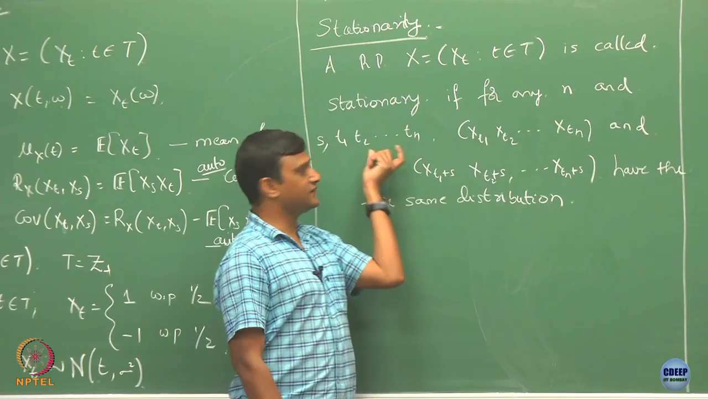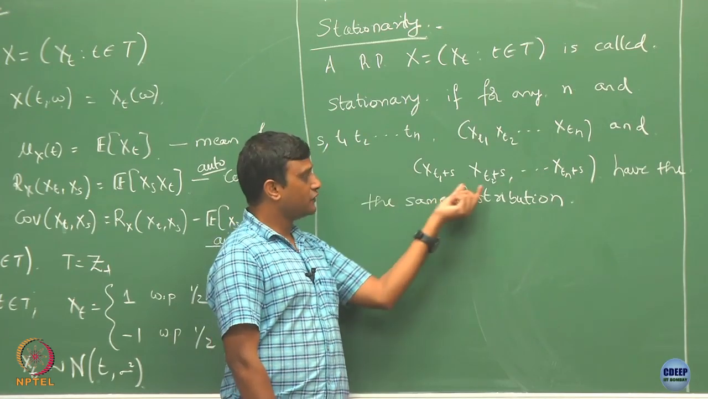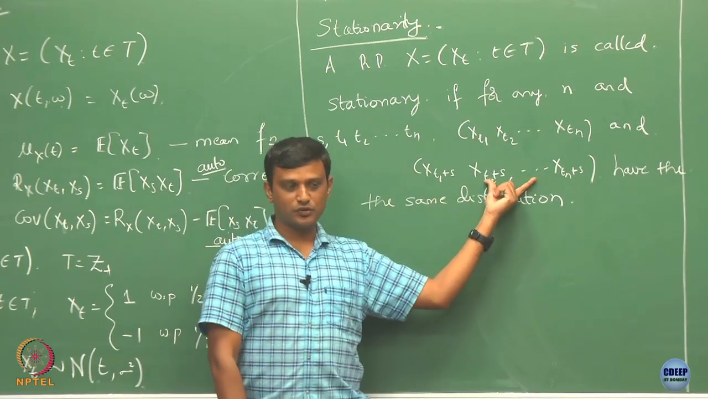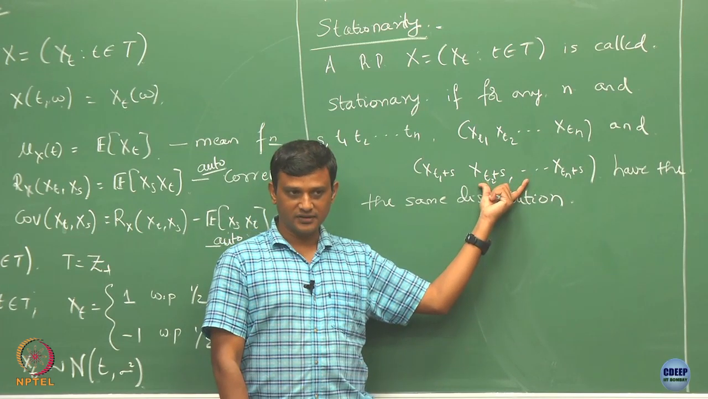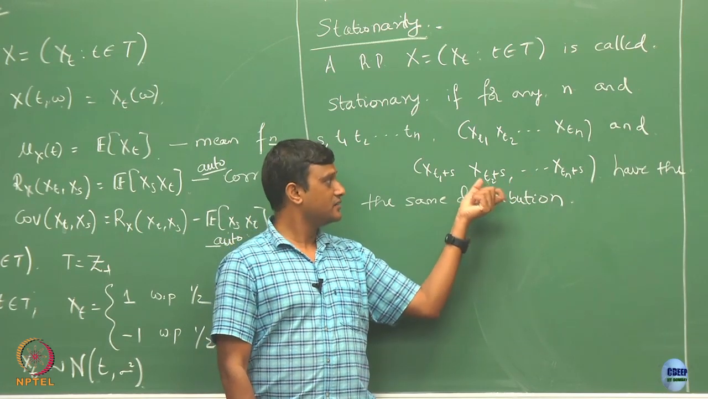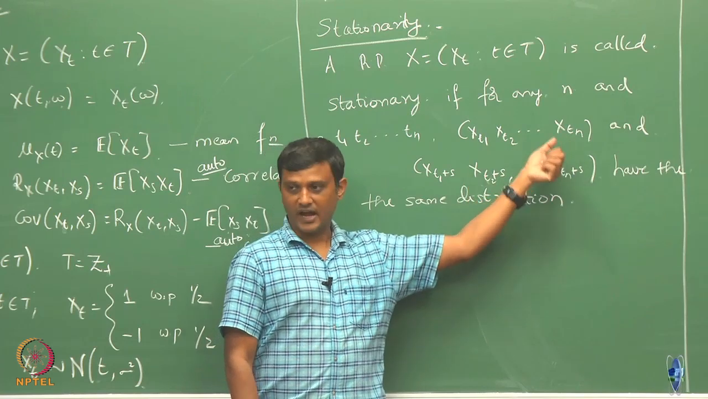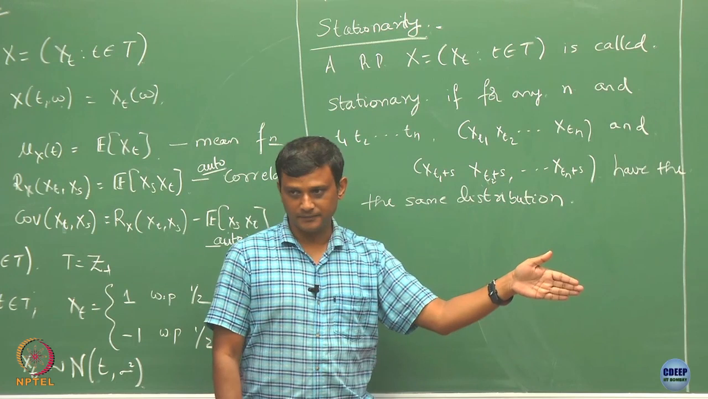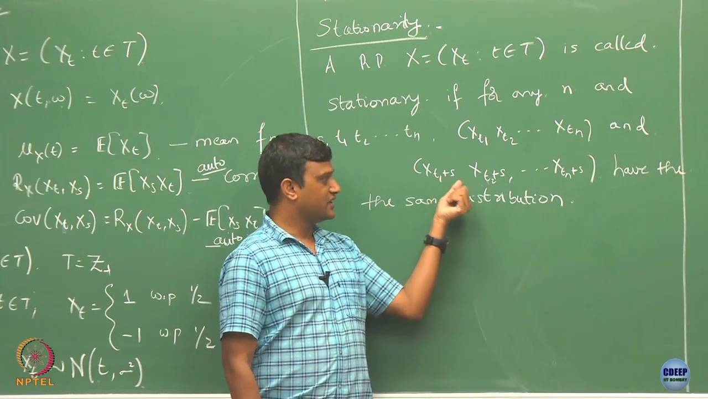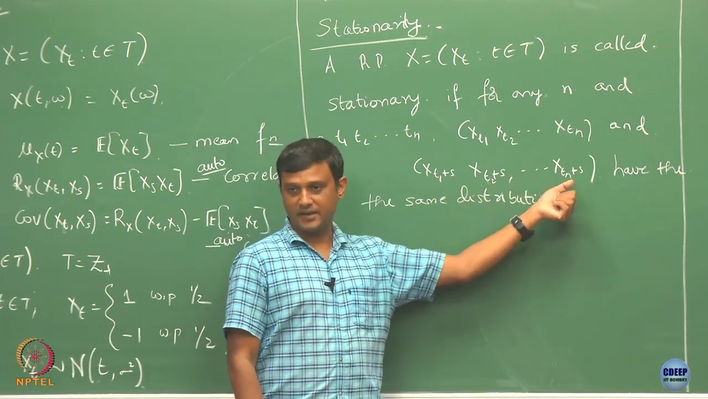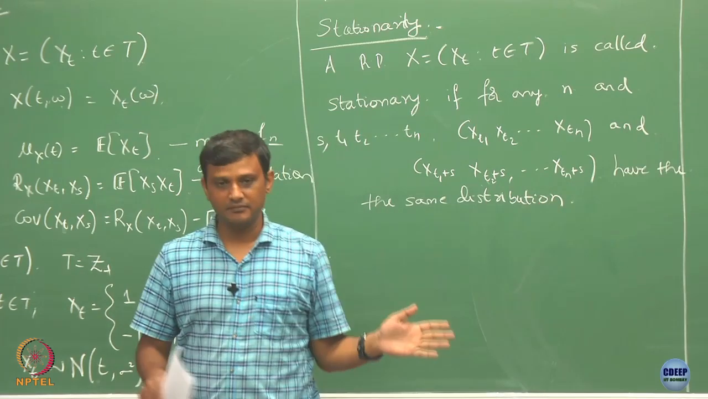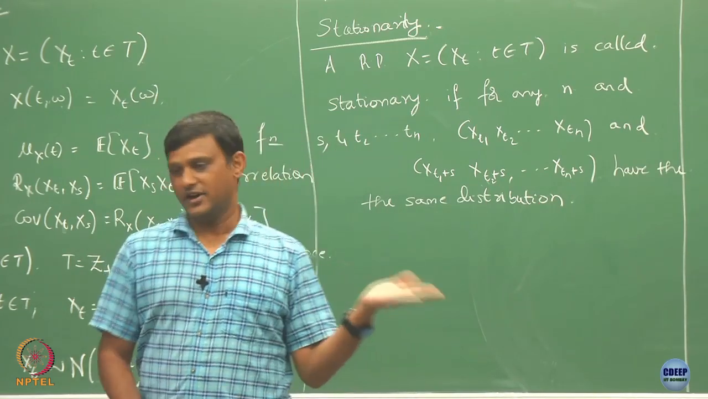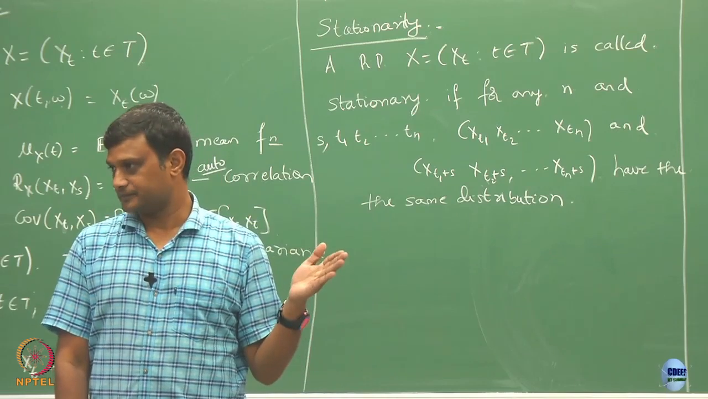For any such n and for any such vector, if you look at the joint distribution of these n random variables taken at T1, T2 up to Tn, and look at the joint distribution of their shifted versions, that is T1 plus S, T2 plus S and Tn plus S, if they have the same distribution, then we are going to call the random process stationary.